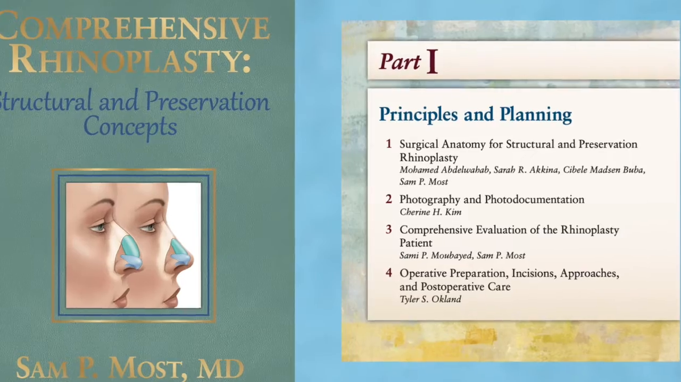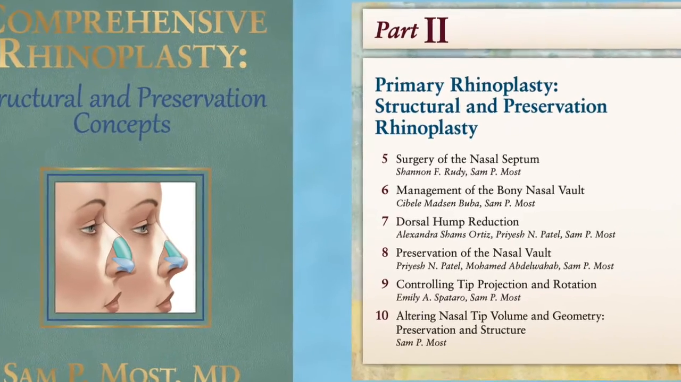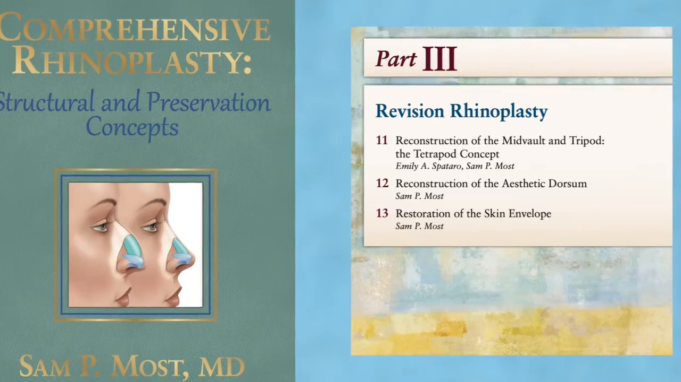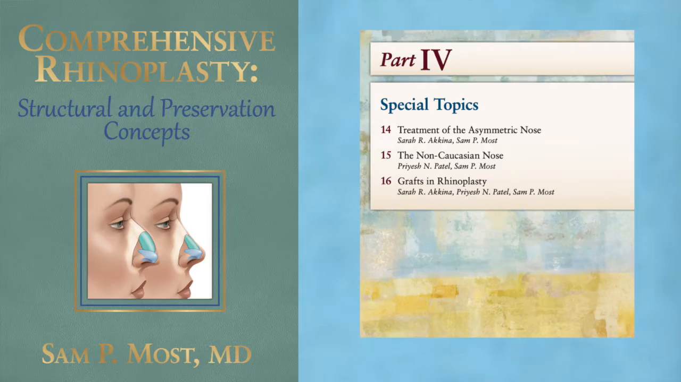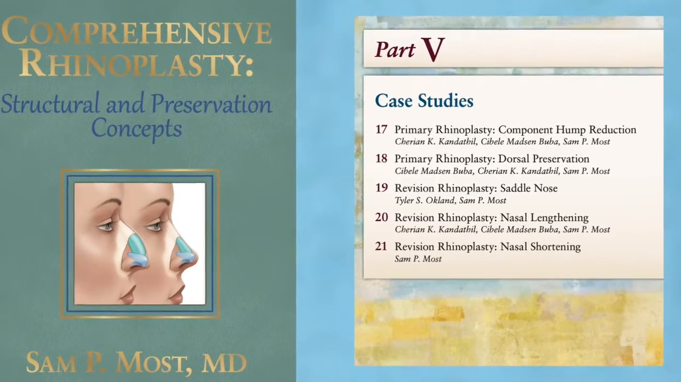Part 1 is Principles in Planning. Part 2 is Primary Rhinoplasty, Structural and Preservation Concepts. Part 3 is Revision Rhinoplasty. And Part 4 are special topics such as non-Caucasian rhinoplasty, grafting, and so on, crooked nose, for example. And finally, Part 5 is several case studies.